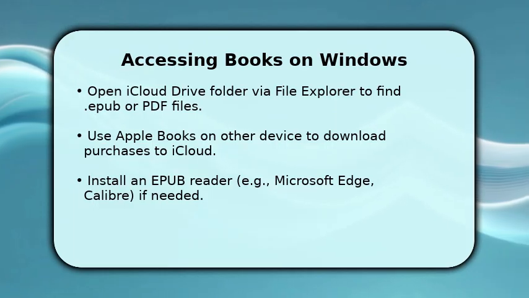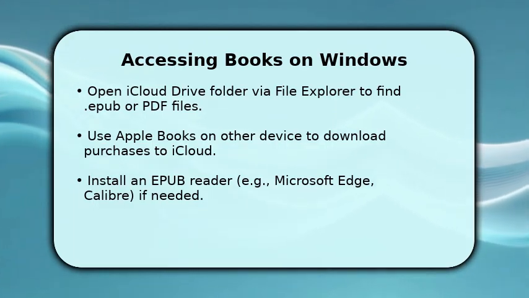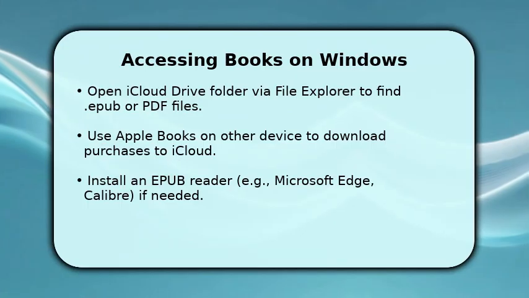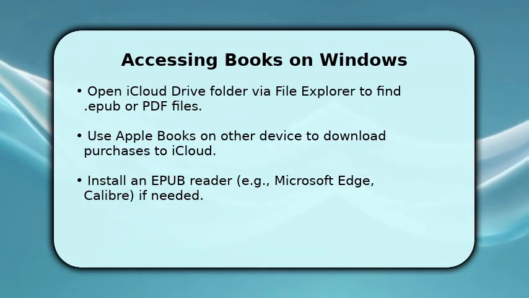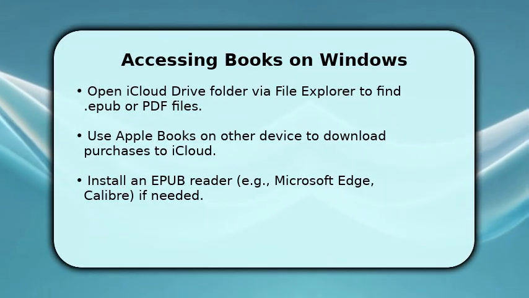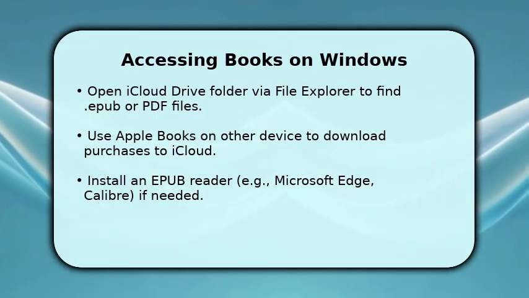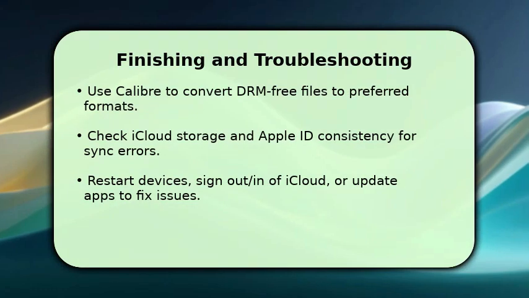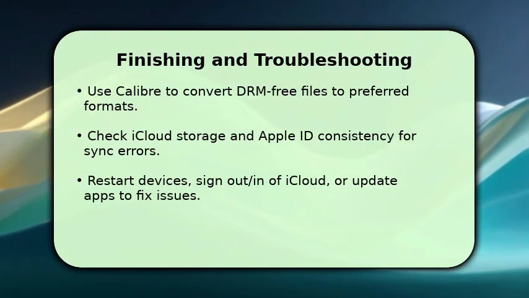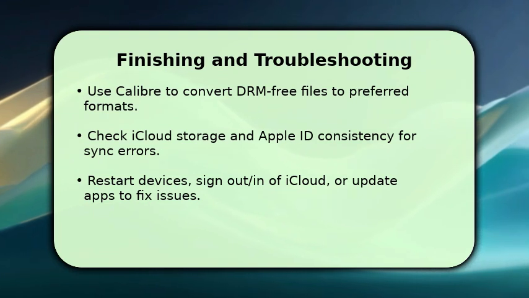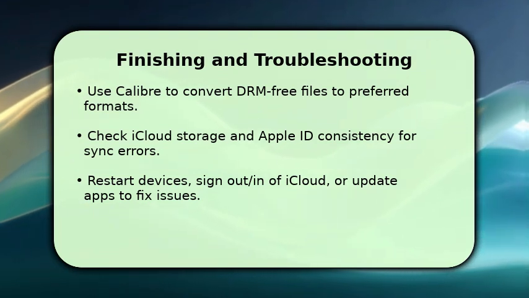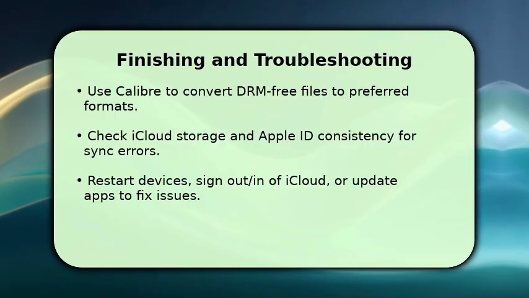it appears in Windows. If Windows cannot open EPUB natively, install a reader such as Edge or Calibre and associate EPUB files so you can read and manage formats, notes, and bookmarks across devices. To finish, organize files in iCloud Drive and open them with your chosen reader. If a file is DRM-free, you can convert formats with Calibre for broader compatibility.